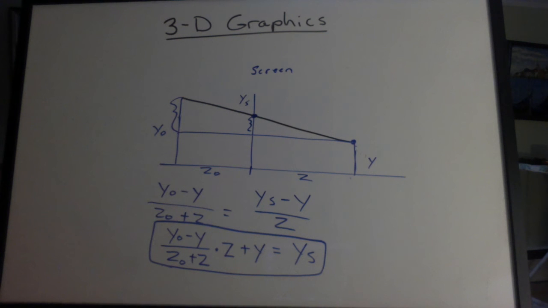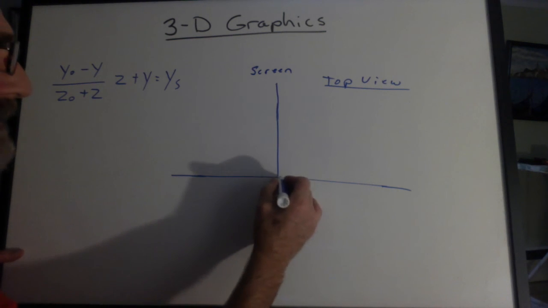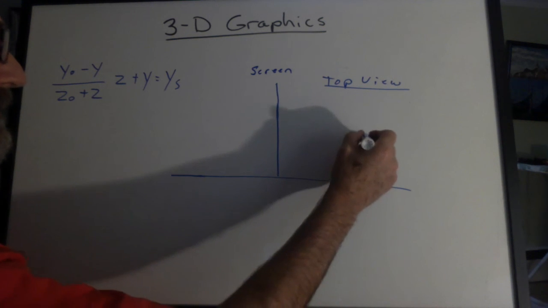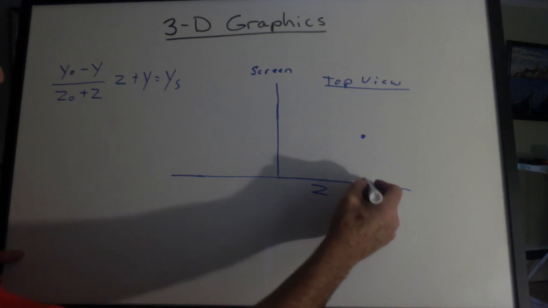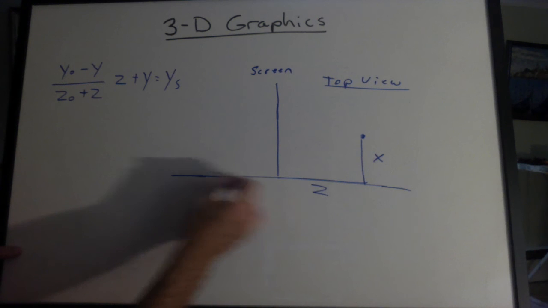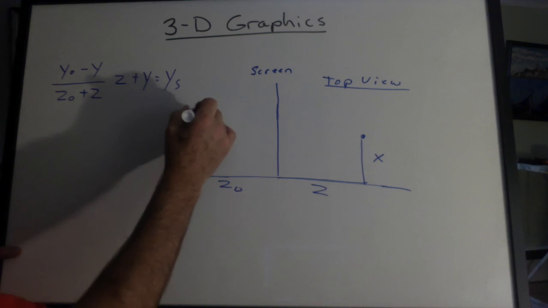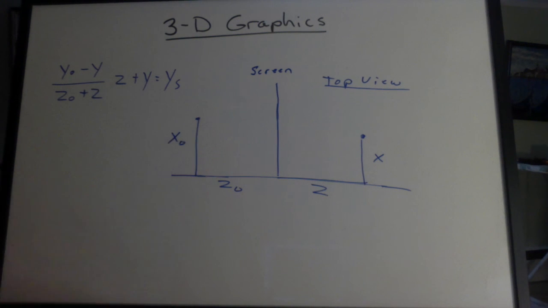Now we have to do the same thing in the x direction. Now you have to imagine you're looking down from up above. And again, you're going to have a point over here. And now this distance from here to here is going to be still z. This is going to be your x value. And going this way, we're going to come out to here. That'll be my z naught. And I'm going to come up here. And that's going to be my x naught. And boy, does that diagram look a lot like the last one.